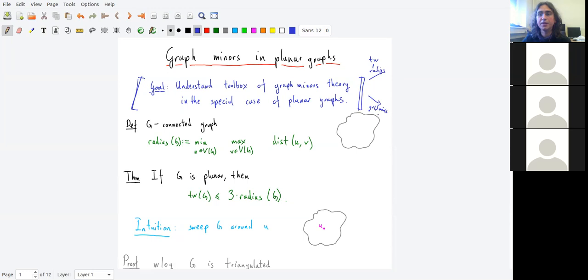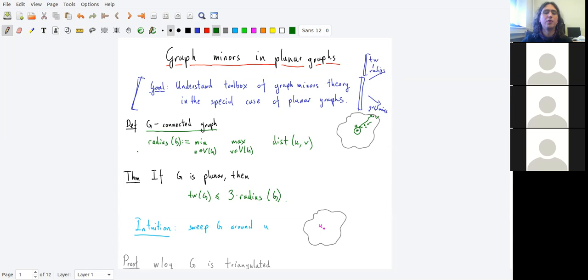Okay, so first things first, the relation between the treewidth and the radius of a graph in planar graphs. Just to recall, I hope that most of you have already seen the radius of a graph or can imagine what the radius of a graph is. If G is a connected graph, then I say that it has radius at most R if I can find a vertex U in this graph so that every other vertex V is at distance at most R from U. So I can find such a center vertex such that every other vertex is not that far from it.